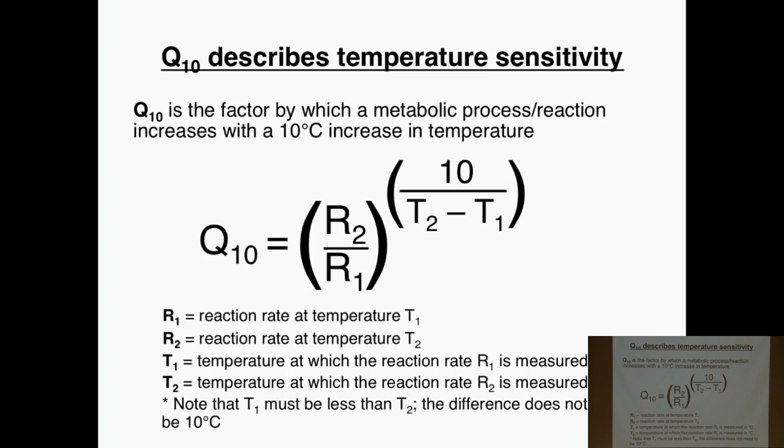This is not the same equation that is given in your textbook, because your textbook gives you an equation where you need to have reaction values that were measured at temperature differences of 10 degrees. The fact of the matter is, it is not often feasible to actually measure reactions or biological processes at temperature differences of 10 degrees. So this equation is a much more useful one because it allows you to calculate the Q10 value at whatever two temperatures you have available. Does that make sense? You should know this equation and be able to use it.